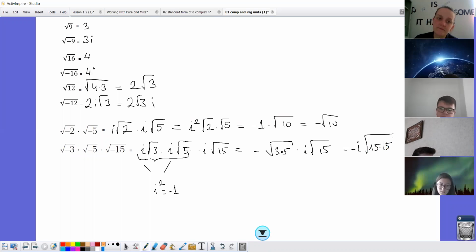Am I right? Yes. 15 times 15 will be 15 squared, and root of 15 squared will be 15. So we have minus 15. Okay? It's okay. Did we understand this part? Yes, teacher.